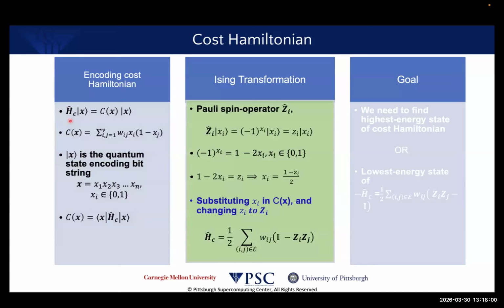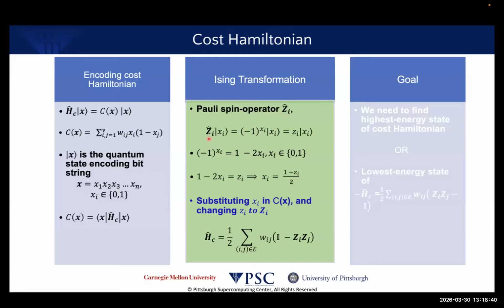To do that, we have to do something called the Ising transformation. Ising terms come from quantum mechanical systems of electronic spins having different orientations. So if we can encode our problem Hamiltonian into that kind of problem, then we can easily solve it with quantum computers. To do that, we have to define the Pauli spin operator, Z. There are three different spin operators, X, Y, Z, and the identity operator forms a complete basis.